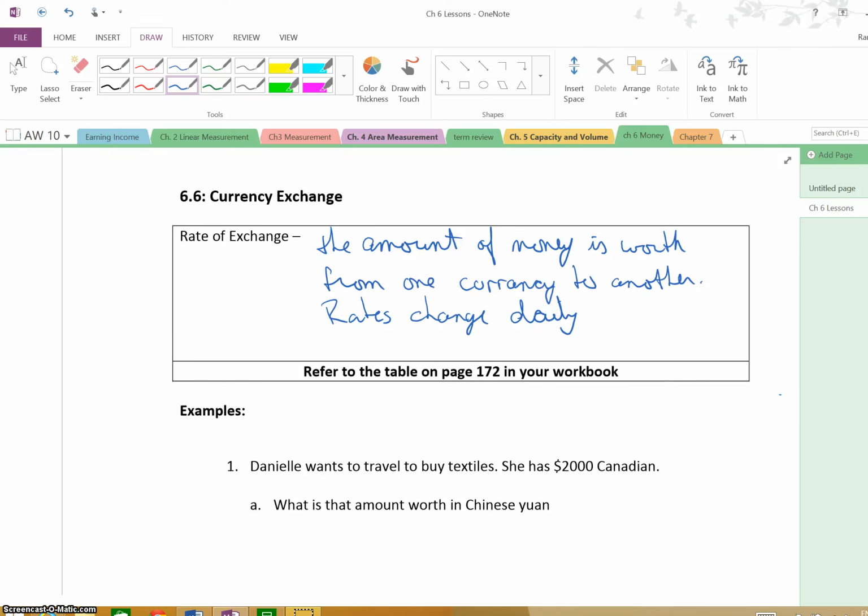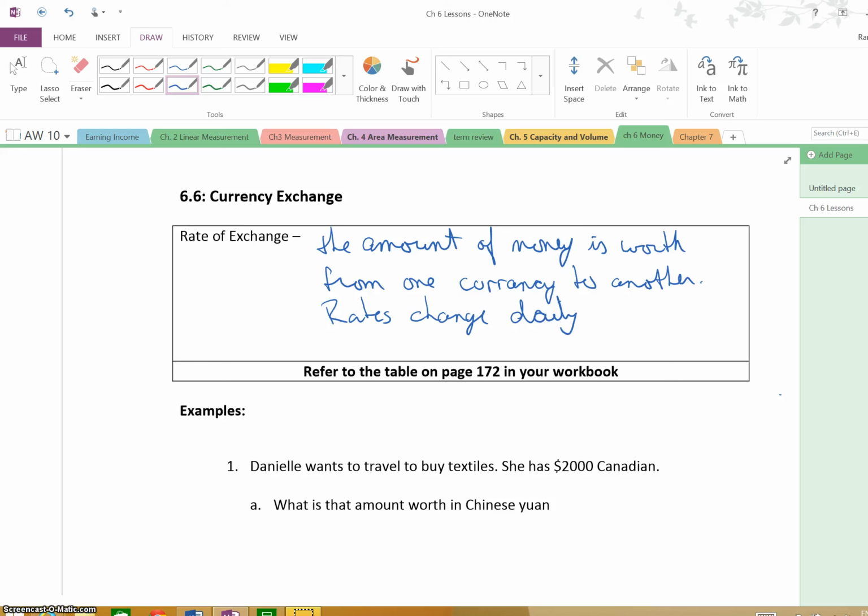Okay, welcome back. Today we're going to talk about currency rate, and so not all countries have the same currency, obviously, right? So we have the Canadian dollar, Americans have the American dollar, Australia has the Australian dollar, Great Britain has the British pound, Europe has the euro. So there's different currencies all throughout the world.